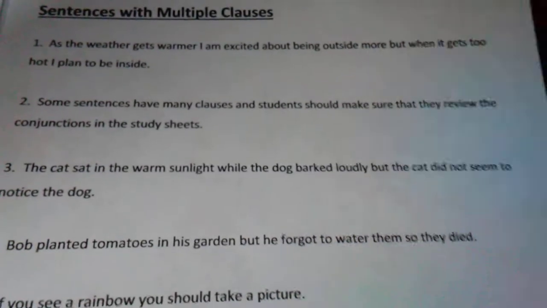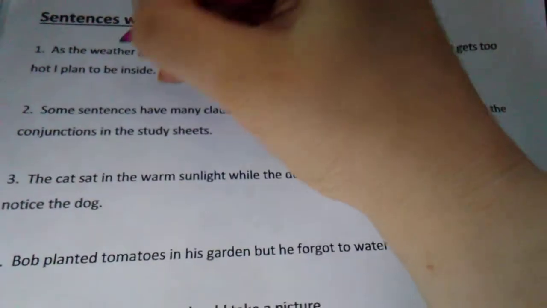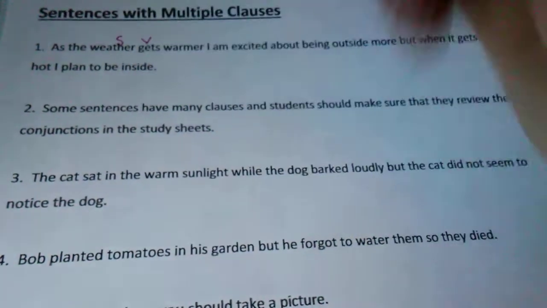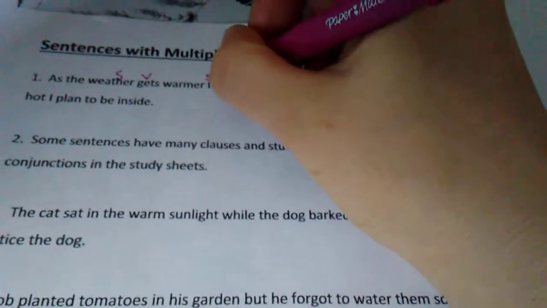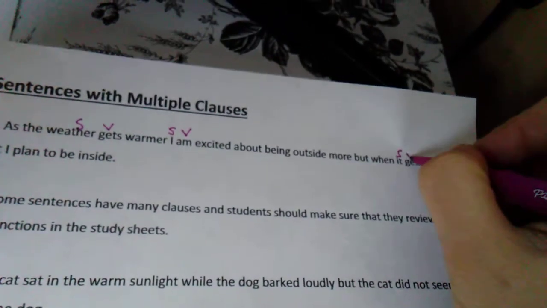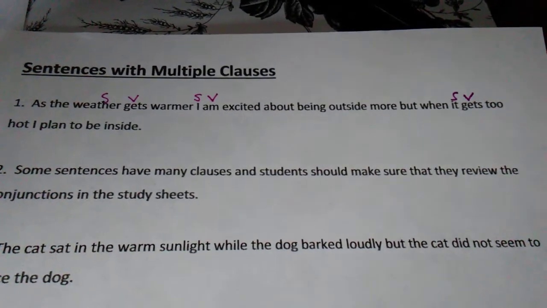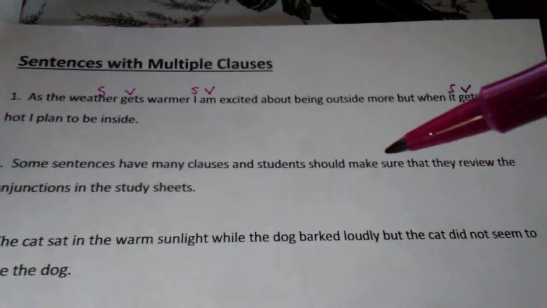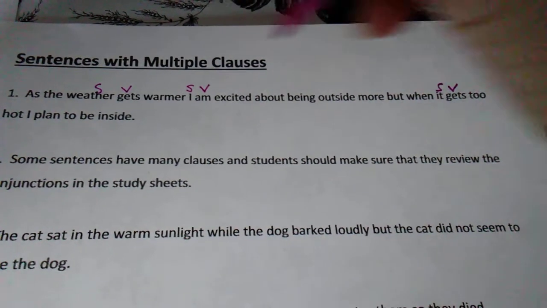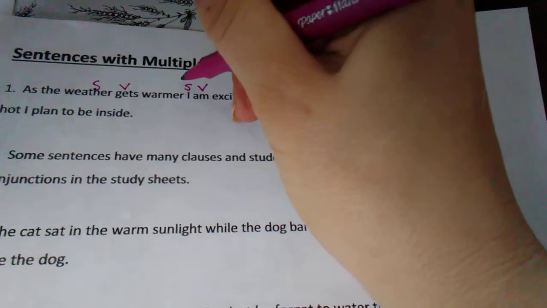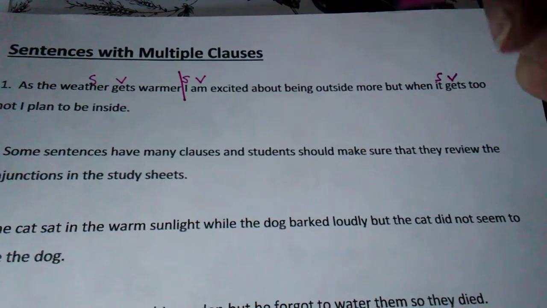So we're going to do some practice with our more complicated clauses. The first thing that you need to do to make sure that you don't make any errors is really look for all of your subjects and verbs and label those. So we've got whether, gets, I, am, and it gets. And if you are not familiar with verbs, there is a sheet in the study sheets that talks about verbs, so you may want to review those. Okay, so since we've got 3 sets of subjects and verbs, we've got 3 clauses.